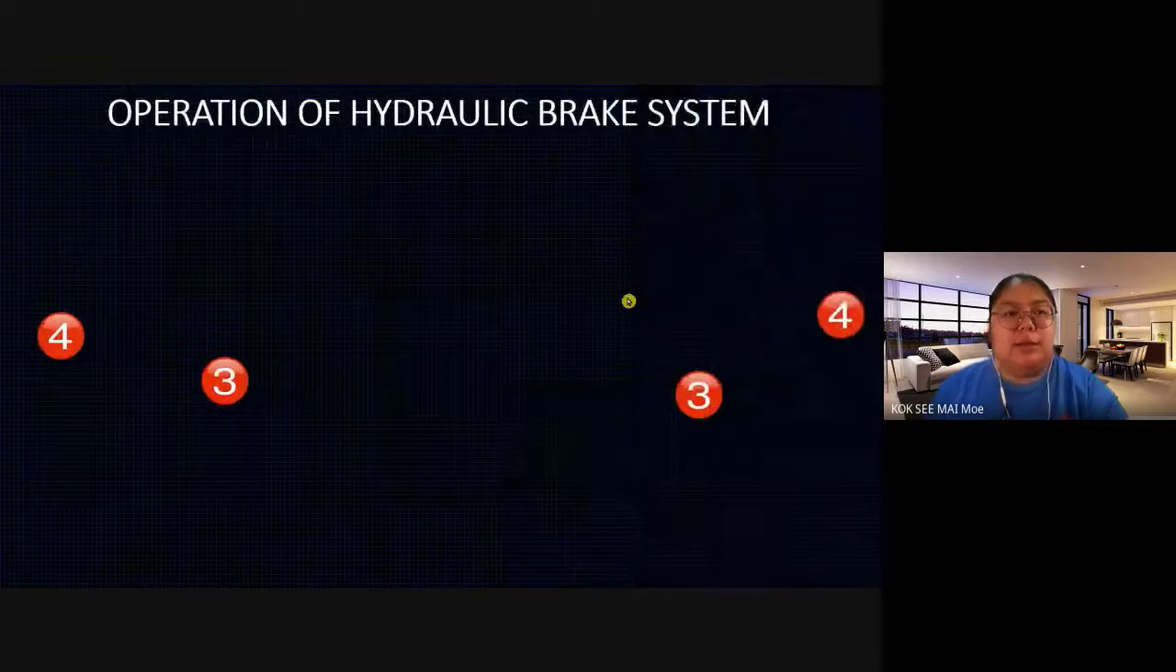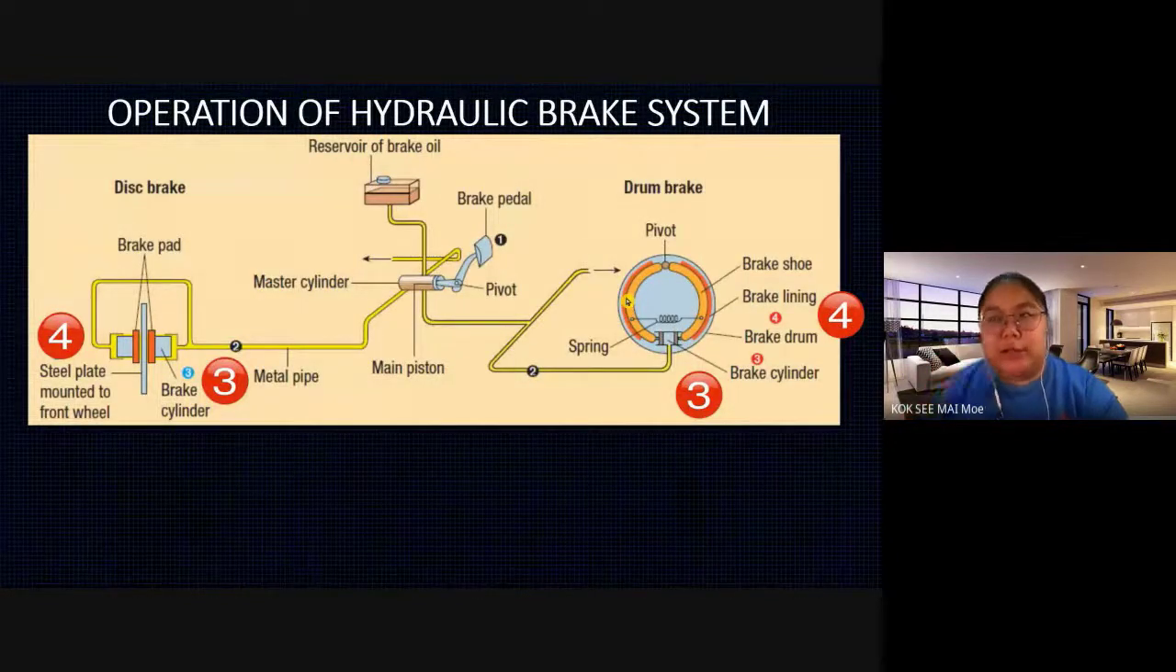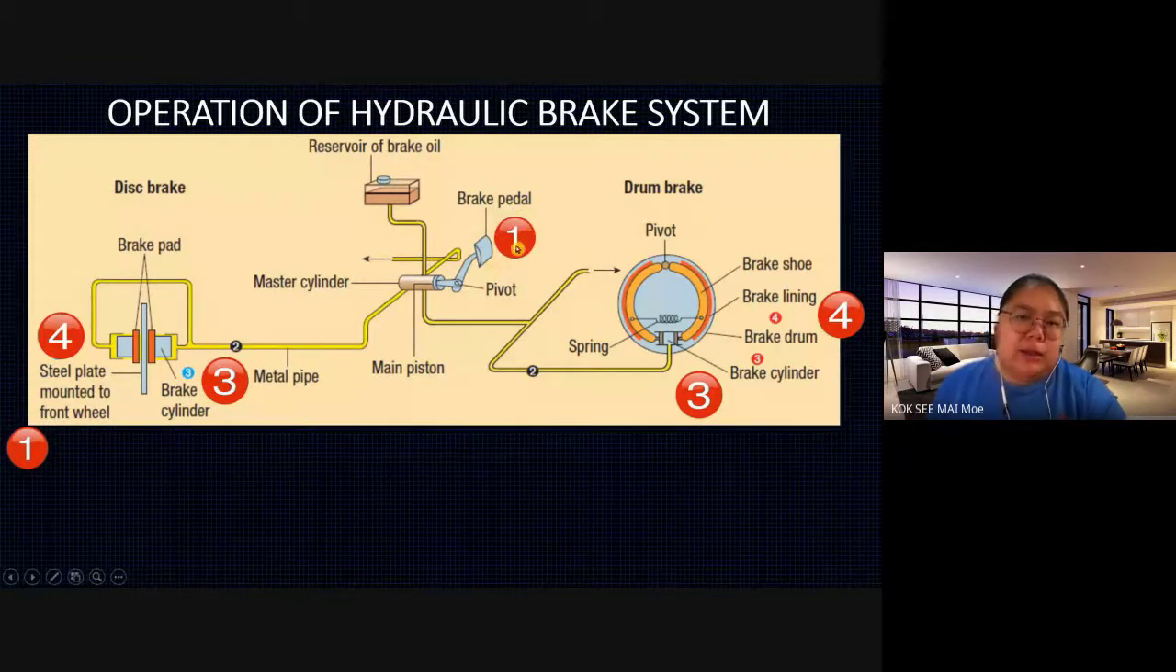So we're going to see the operation of the brake system. This is your car brake system. The first thing you need to see is number 1. Number 1 is the brake pedal. You need to use your foot to press the brake.